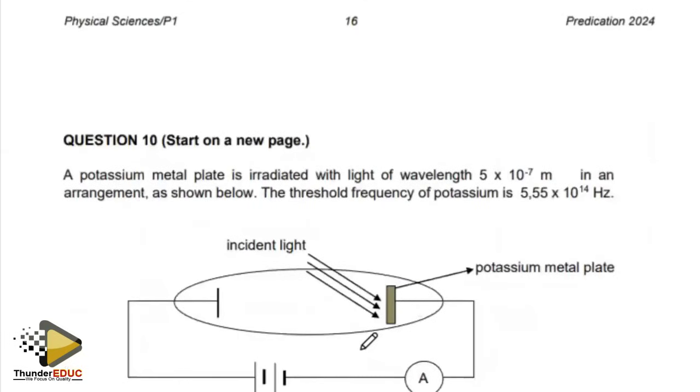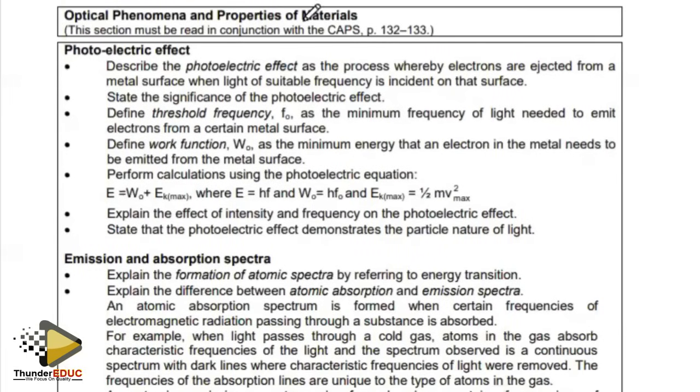And then lastly, question number 10 deals with the photoelectric effect. We go back here to optical phenomena and properties of materials. Describe the photoelectric effect as a process where electrons are ejected from a metal surface when light of a suitable frequency is shone on it. What is the significance of the photoelectric effect? Define threshold: it's the minimum. Then define the work function, which is the minimum work to be done in removing an electron. Then calculations: E equals hf, where h is Planck's constant. Then this is the formula for the work function, and the EK max is given as that.